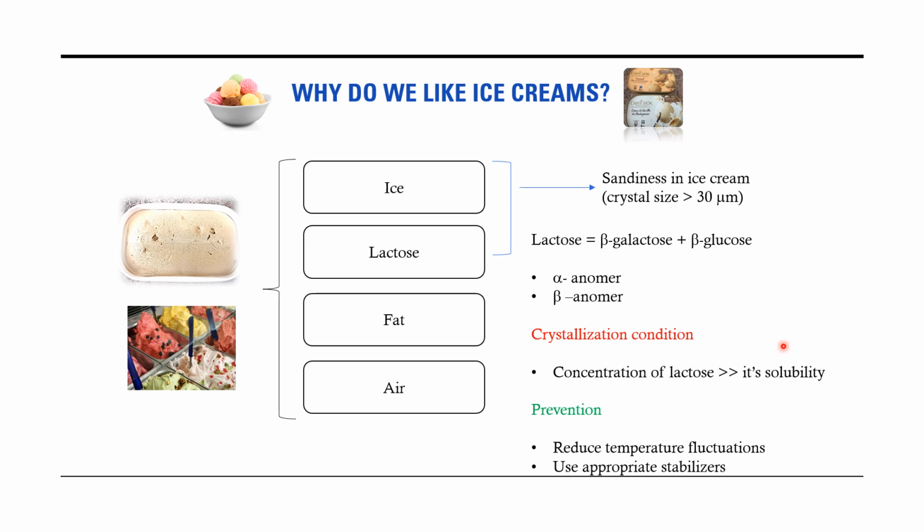Having said that, we have to keep in mind that small crystals can grow over a period of time by a process called Ostwald ripening. So you have to always be mindful of that fact and check the temperature during storage and distribution. Another way to check lactose crystallization is to make use of appropriate stabilizers that not only prevent lactose crystallization but also ice crystallization.